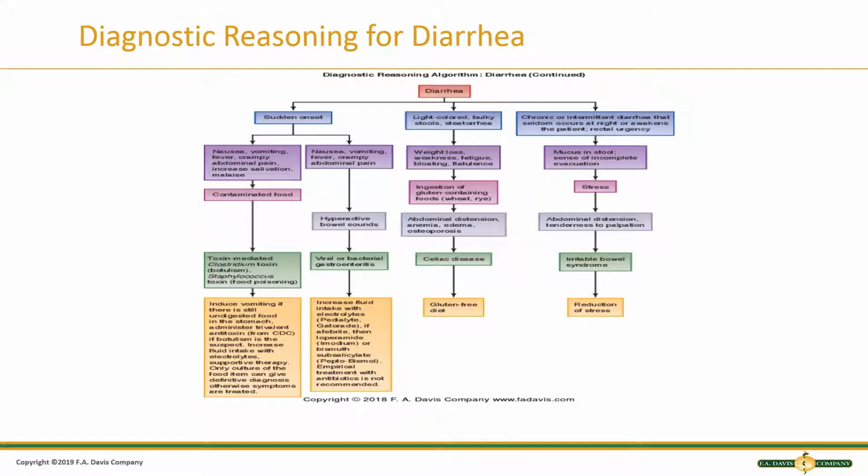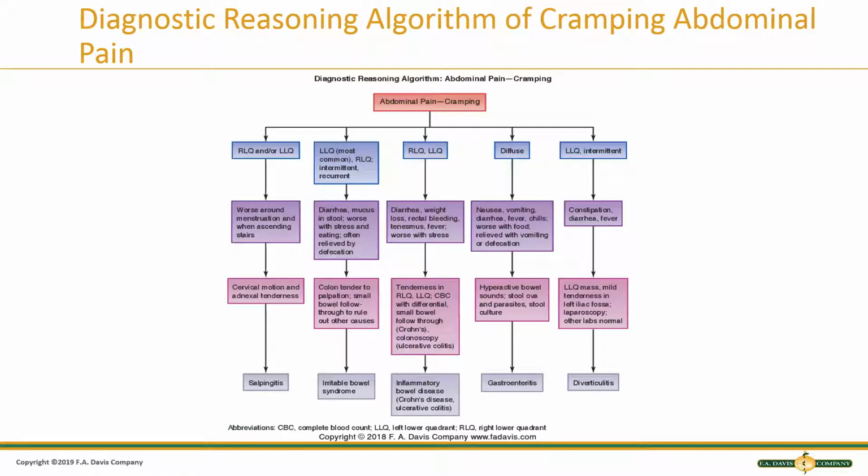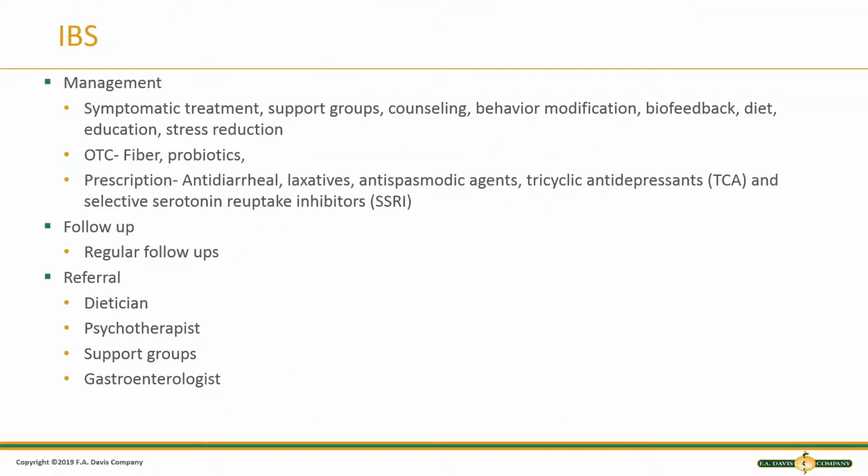IBS can also present with diarrhea. Some forms of IBS will have alternating constipation and diarrhea. Review the chart on page 531 of your text to help with diagnoses and a comparison of the differentials. Treatment is largely supportive interventions as there is no proven treatment.